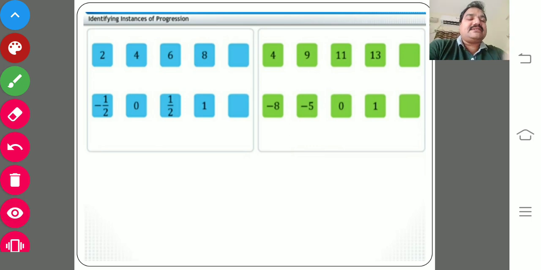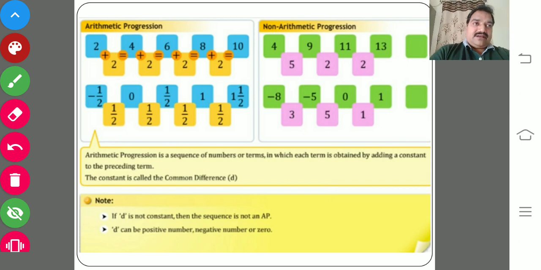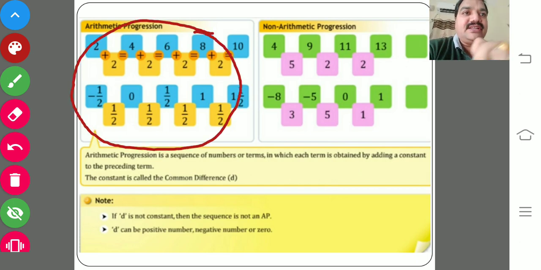Now coming to the next slide. Just observe that. What I have explained to you in the previous slide is given clearly here. In the first problem: 2 plus 2 is 4, 4 plus 2 is 6, 6 plus 2 is 8, 8 plus 2 is 10. And in the next one: minus 1 upon 2 plus 1 upon 2 is 0, 0 plus 1 upon 2 is 1 upon 2, like that. Here it follows a systematic rule. So that's what is called arithmetic progression.